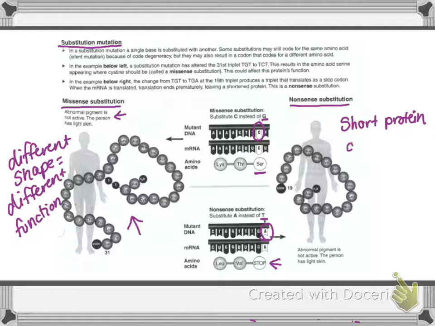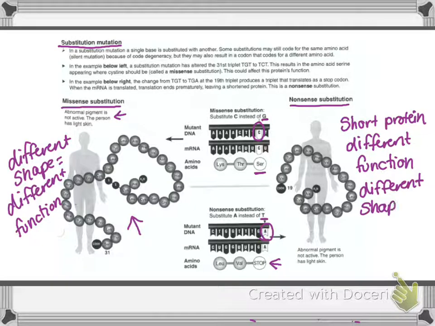And again, we're going to have a different function because we have a different shape. So you can see, because it has this different shape and it can't function, this protein is complete nonsense. It doesn't work at all. So again, in this case, melanin isn't made properly. This person's going to have light skin.